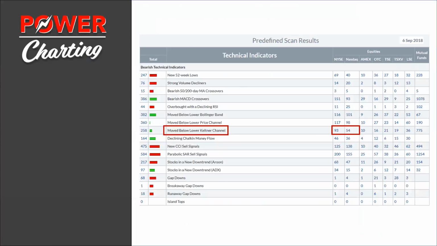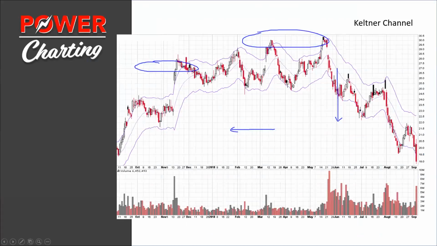So today we're going to change our focus. This is actually a technical scan from the bearish side of the predefined scan results, and this is stocks that have moved below their lower Keltner channel. We are going to focus on the New York and the NASDAQ both and take interesting candidates from each area.